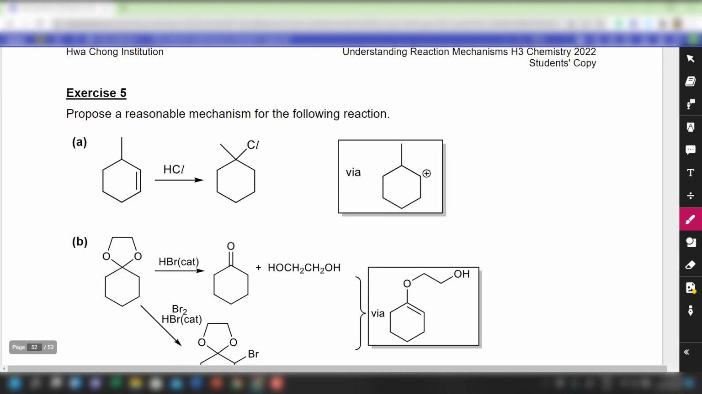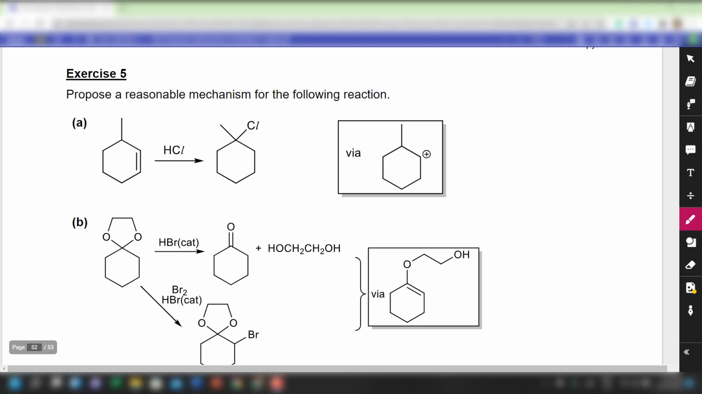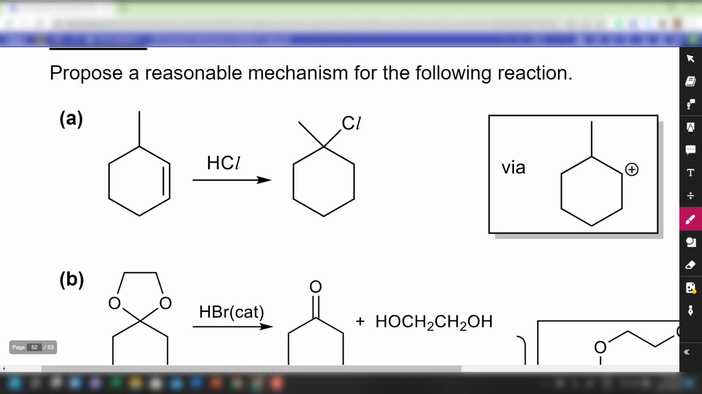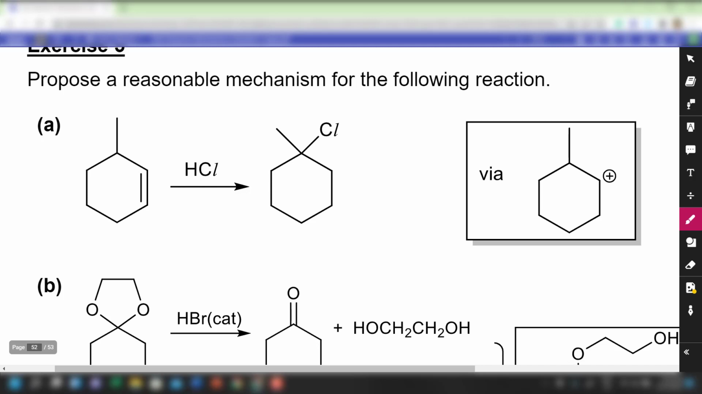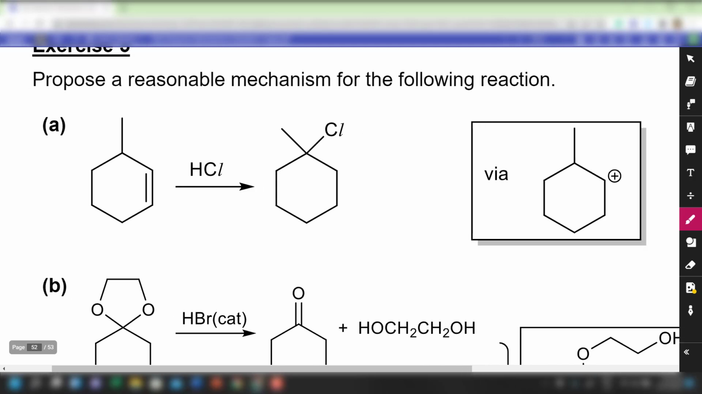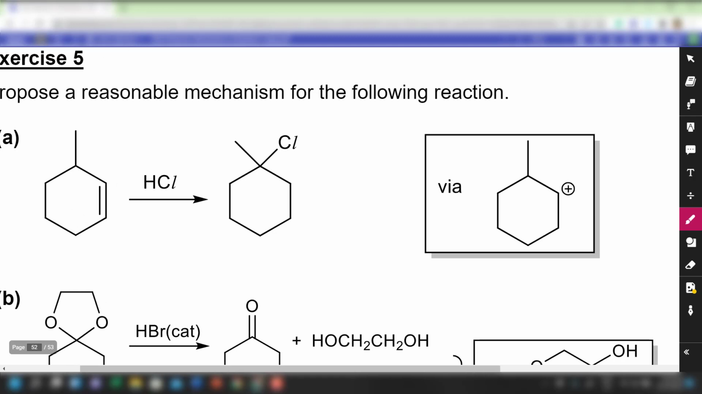Before we end, we're just going to work on exercise 5. For exercise 5A, you were given an alkene and the inorganic reagent HCl. You were not told whether HCl is aqueous or whether it's solvated in some organic solvent, so it doesn't really matter here. If you were told, then it matters and you can make a better prediction of the mechanism. But in this case, you were not told. The clue you were given is that it goes through a carbocation, a secondary carbocation.